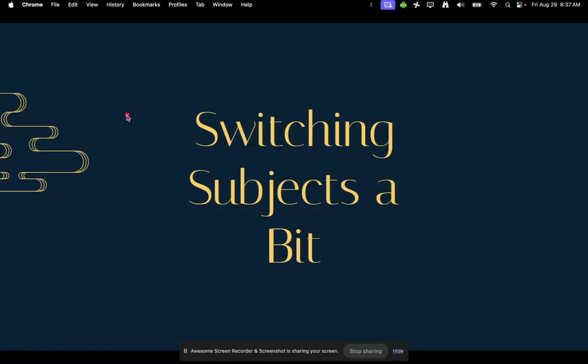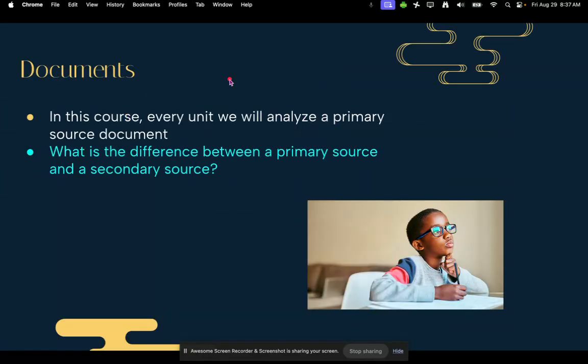All right, so let's switch subjects just a little teeny tiny bit. So, documents. We'll do a lot of analyzing primary source documents in this course. So, here's a question for you, and some of you may or may not know this answer, but just give your best educated guess. What is the difference between a primary source and a secondary source?